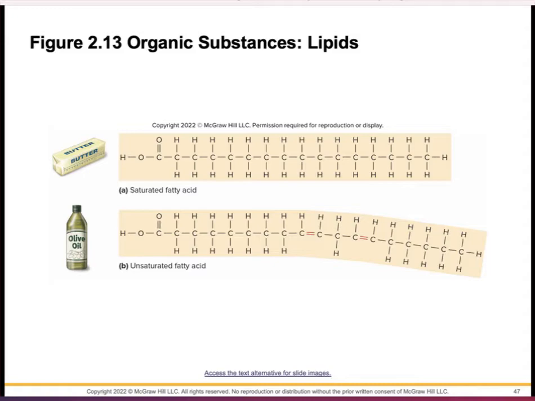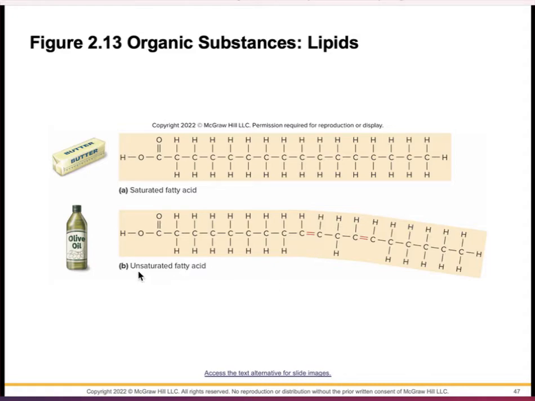So let's take a look at figure 2.13. These are our lipids. A shows us an example of a saturated fatty acid, okay? So butter. A saturated fatty acid shows a long carbon chain with a terminal COOH group. The other carbon atoms are bonded to two hydrogen atoms each. Okay, and then let's look at B.